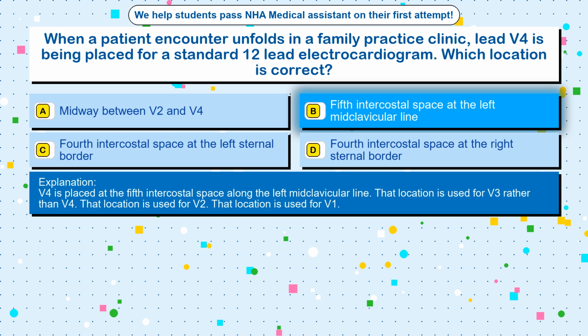V4 is placed at the fifth intercostal space along the left midclavicular line. That location is used for V3 rather than V4.